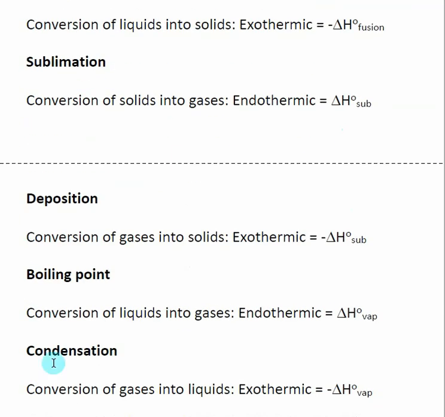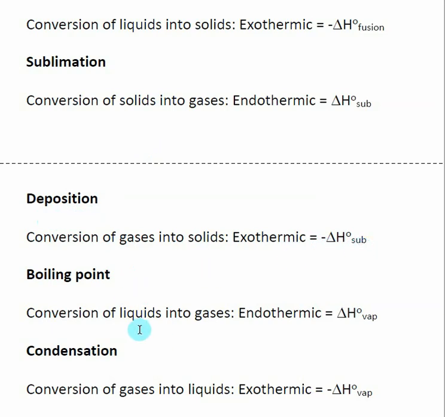So another phase change that occurs is sublimation. This is when solids go into gases. This is endothermic, and it's got the enthalpy delta H of sublimation. And the opposite of this is called deposition. So this is something many people have not seen. It's when a gas goes into a solid directly. So it's the exact opposite of sublimation. This is exothermic, and it's going to be negative delta H of sublimation.